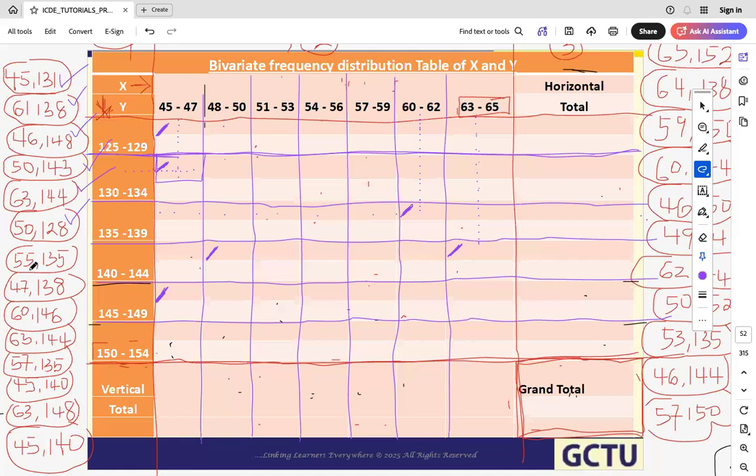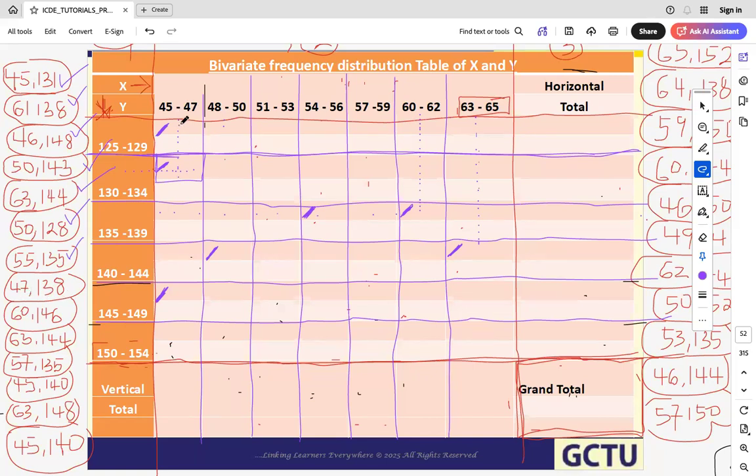Then the next data is 55 against 135. So 55 is in the fourth column here. Then we look for 135 by coming down, and then we land at the third cell, this one. So this becomes our first data point in that cell, and that is 55, 135. That is also done.